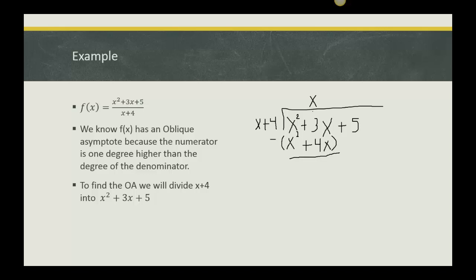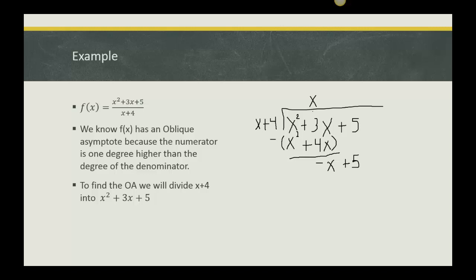The x squared cancels the x squared. If you do it right, that should always happen. Then I have 3 minus 4, which is negative x. Really important that the sign matches here. Okay, so I have to pay attention to the sign so that I don't mess it up and get the wrong oblique.